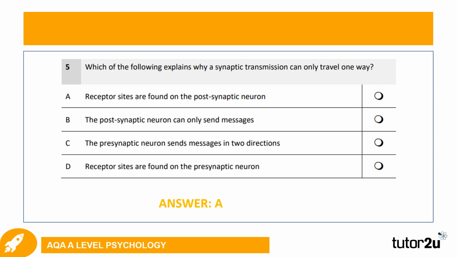Well done if you identified A as being the correct answer here. Now, the reason why synaptic transmission can only travel in one direction is because once the chemical messages have passed over the synapse and they are reaching the postsynaptic neuron, there are only receptor sites found on this postsynaptic neuron. There are no receptor sites which are found on the presynaptic neuron. So they can only physically get picked up in one direction. They can only get passed in one direction.